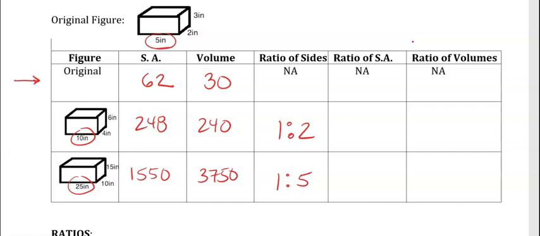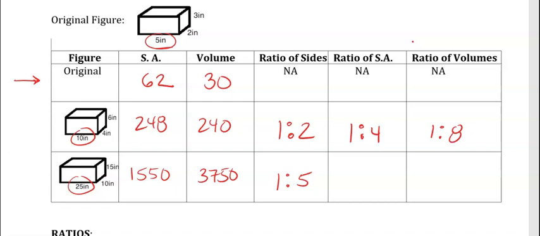62 over 248 in math bracket. What do you get? 1 to 4. Great. Now do 30 to 240. Let's find out what the ratio of volumes is for that. 30 over 240, math frac, is 1 to 8. Math frac means press the math button, press frac, and it reduces your fractions for you.